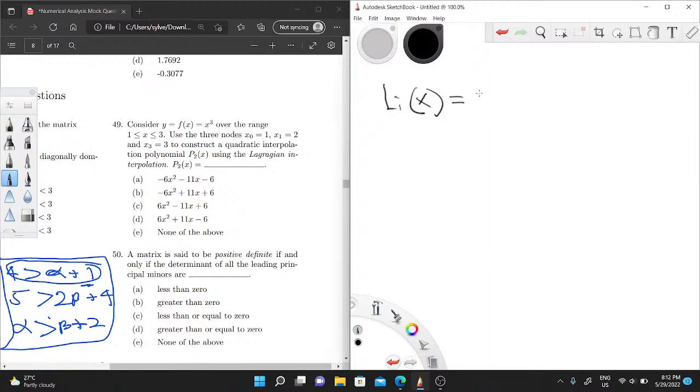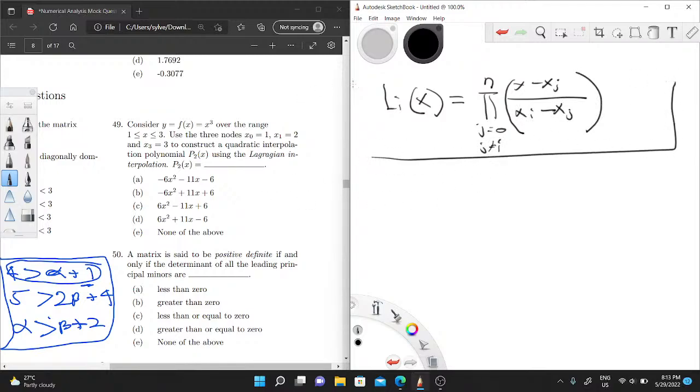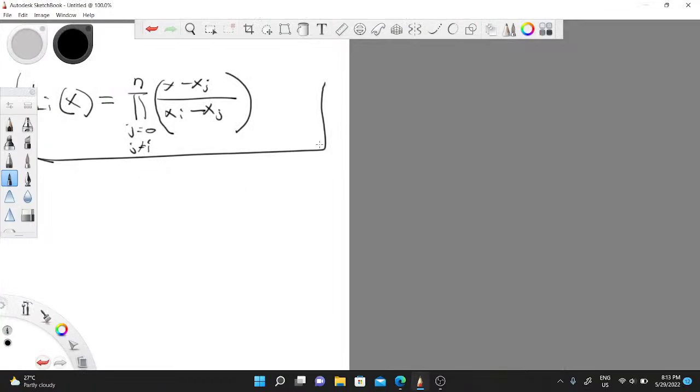Yes, so with the Lagrangian interpolation, this is the general formula for it, right? The product of everything that will come in between from j equal to 0, where j is not equal to i, of x minus xj all over xi minus xj. So this is basically like your normal summation, right? But we use the multiplication. So this is how it will look, right? The thing is that it's actually a very, very long process. So let's extend this one.